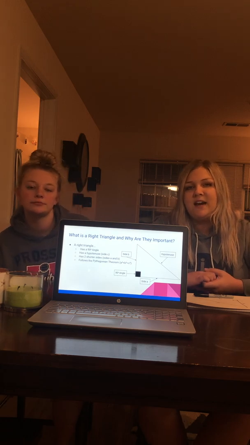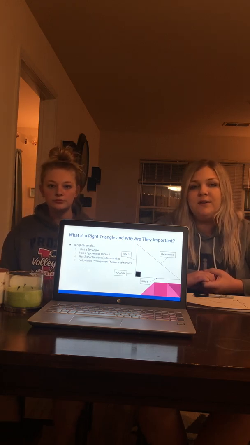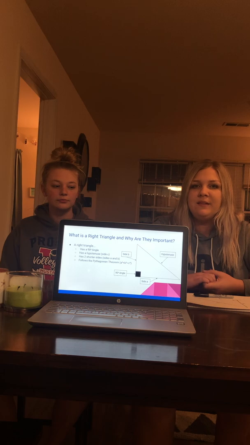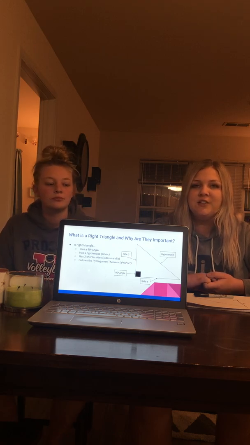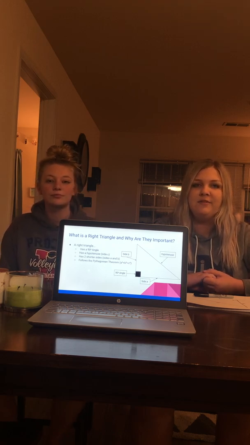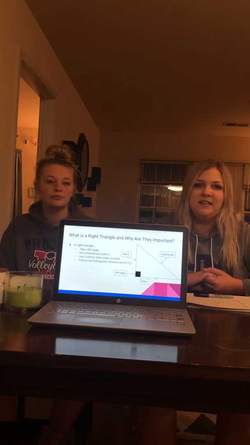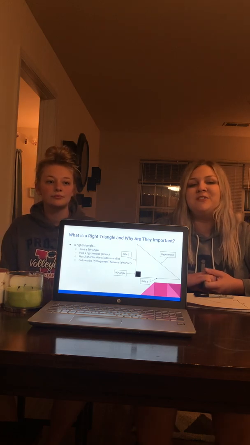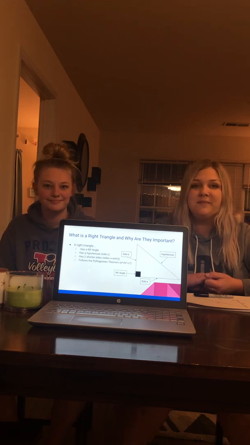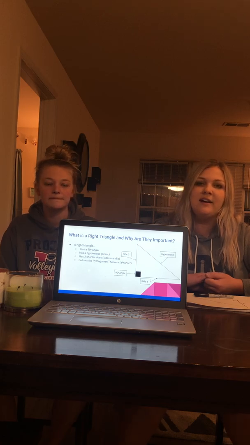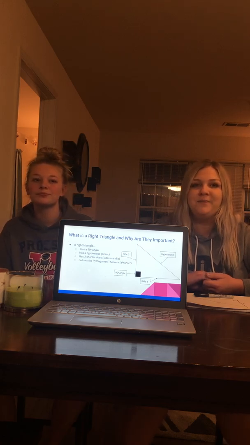So what is a right triangle and why is it important? We've been talking a lot about right triangles lately in our class, so you guys should know what most of these labels are. So what are some things that a right triangle must have? Yes, Jameson. Correct. A right triangle must always have a 90-degree angle. That's what makes it a right triangle. Good job.